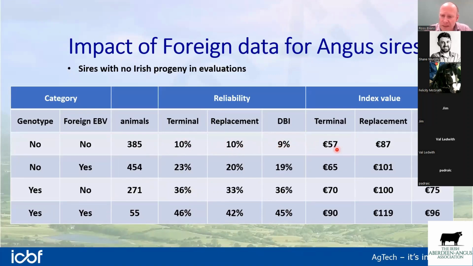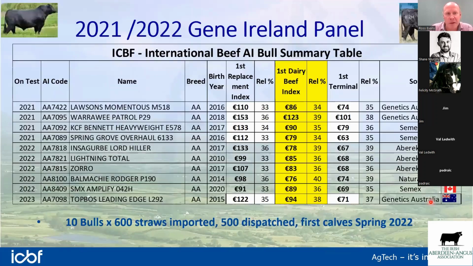It also has a ripple effect on the initial value that gets put on these animals. You can see here that the initial, let's say, terminal index on this lower group is 90 euros, which is a good bit better than here. And similarly for the other two indexes. So they're starting off at a better base when we have more information to go on. It's just to highlight the impact of collaboration at an international level, and the sharing of genotypes, and the impact that has from an evaluation perspective.